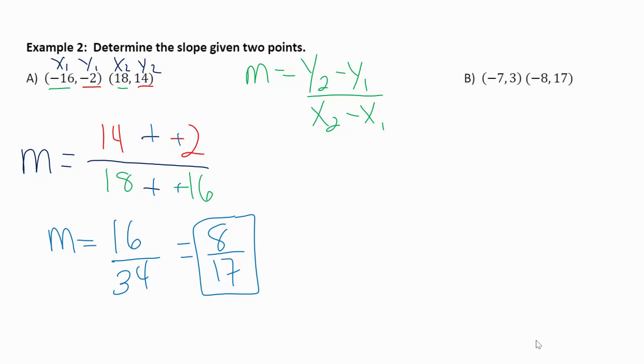For the second problem, it's a very similar concept. I'm going to first label my points: x1, y1, x2, y2. In my slope formula, again, the subtraction is part of the formula. My y's are always on top, so 17 minus 3. And then on the bottom, -8 and -7.